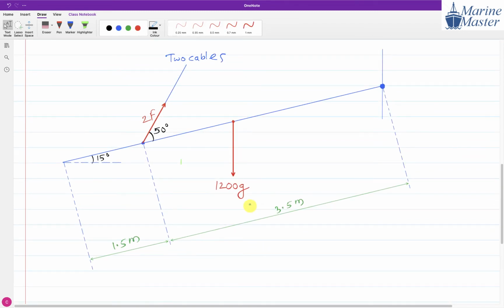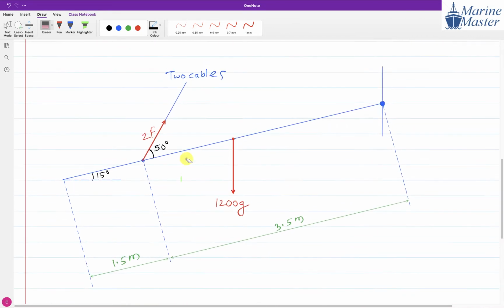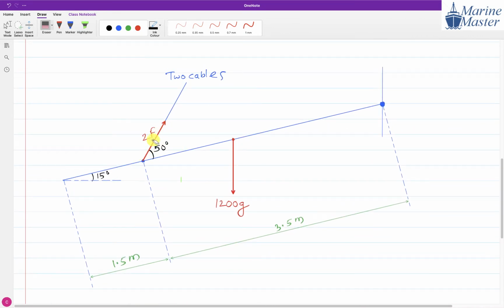We are going to make components. What is the meaning of F? F means the force in each cable. And why are we showing 2F here? Why are we showing the force as 2F? Because of the two cables. So now, to get things further, we are going to make components of 2F.